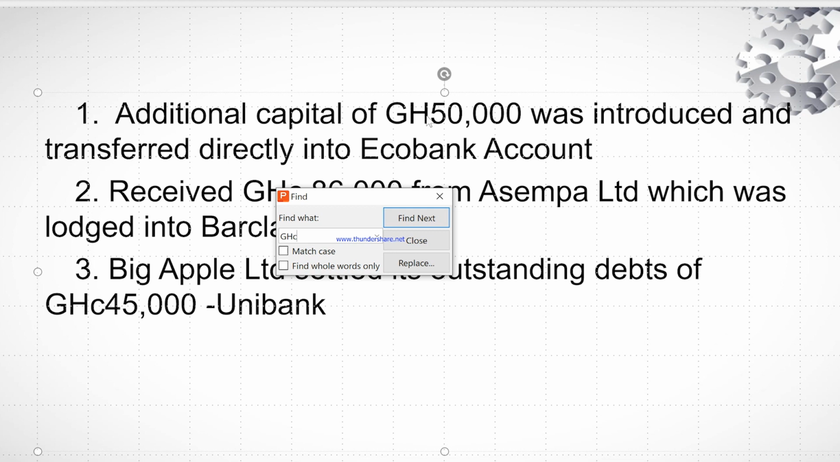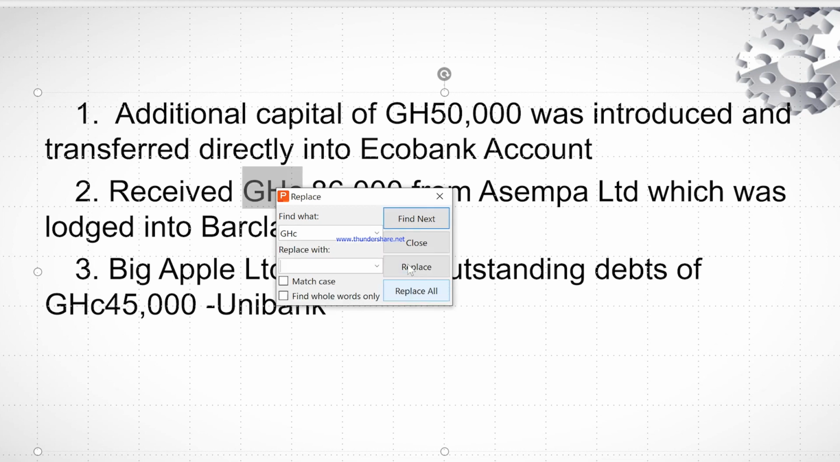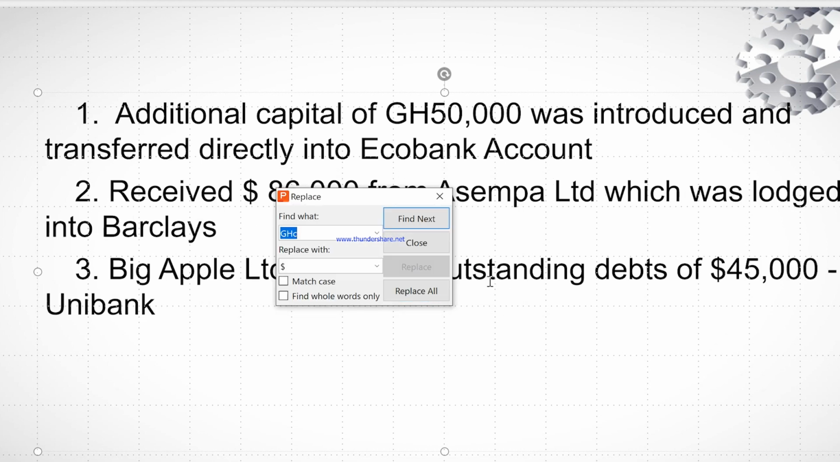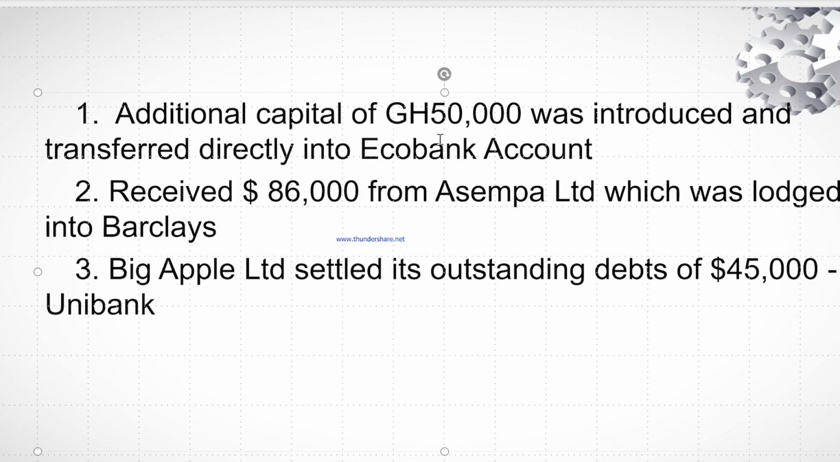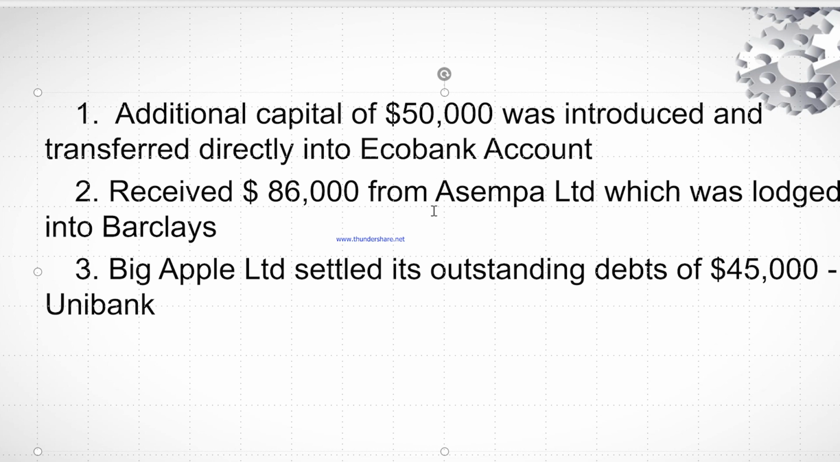So let's change it to our US dollars. Yes. So replace all. Good. Okay. So our first transaction, which is this one, the change didn't apply to this. Now we've done it. We have additional capital of $50,000 was introduced and transferred directly into EcoBank. So money is leaving our capital account to our EcoBank account. You can see it is the bank that is receiving, which is the EcoBank.